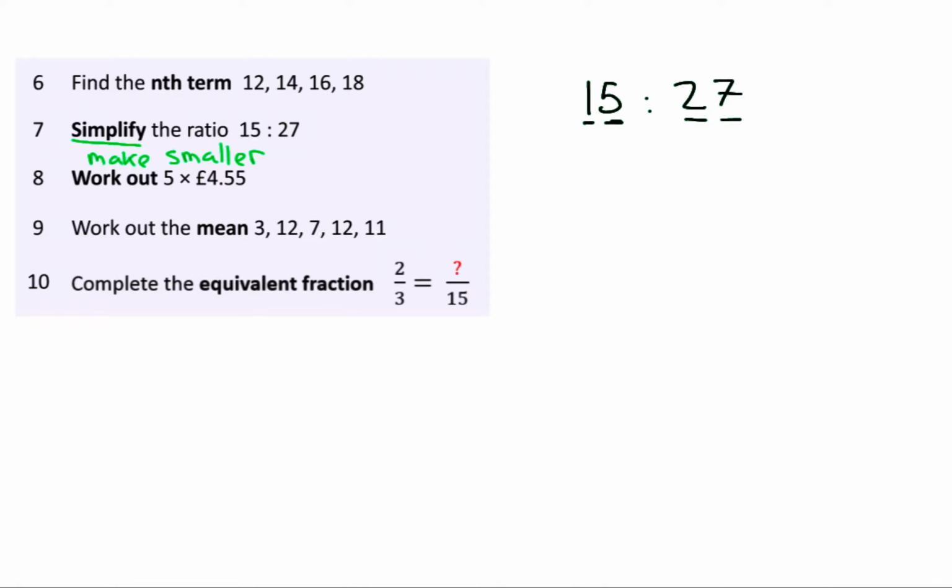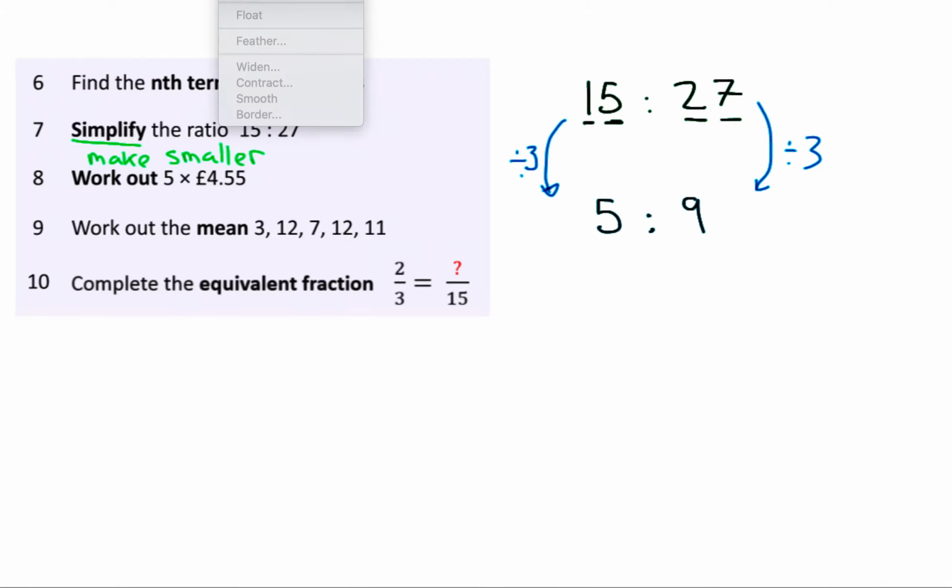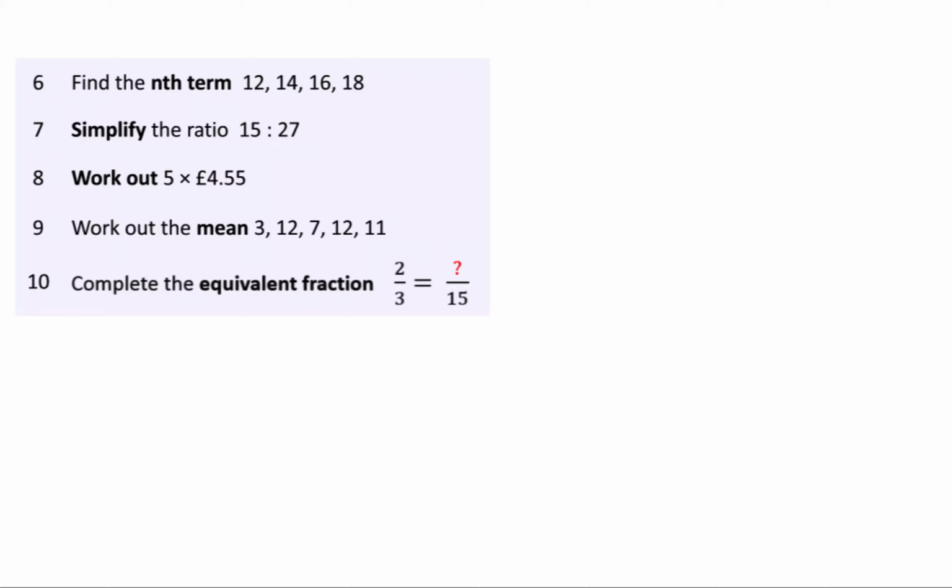Perfect. So let's do it. 15 divided by 3 and 27 divided by 3. Alright, so 15 divided by 3. How many 3's go into 15? 5. And how many 3's go into 27? 9. So 5 to 9. That's my ratio simplified.